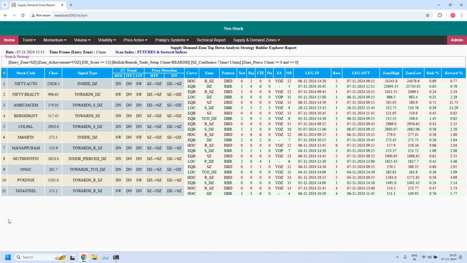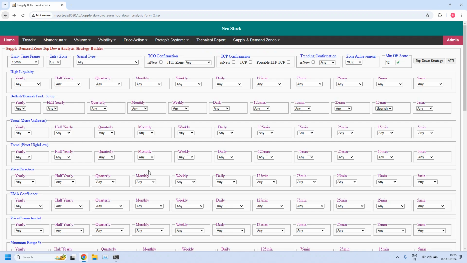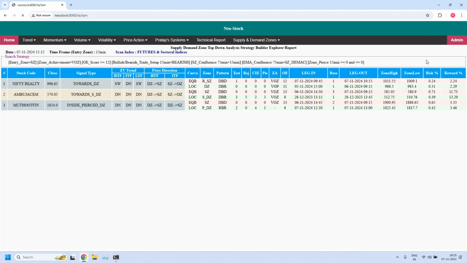In these 11, if any of these stocks are having the 75 minute supply zones with daily EMA confluence, they are even more high probability setups. Let's verify in the EMA confluence at 75 minutes time frame, because the 15 minute zone is part of 75. If the 75 minute supply zone is having daily EMA confluence, three stocks are filtered. These three are high probability setup stocks.